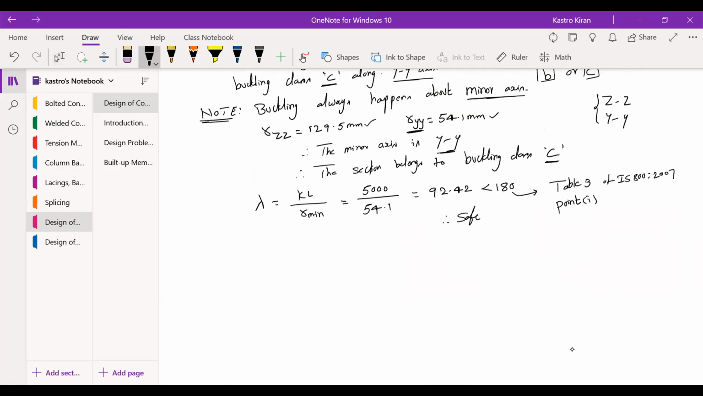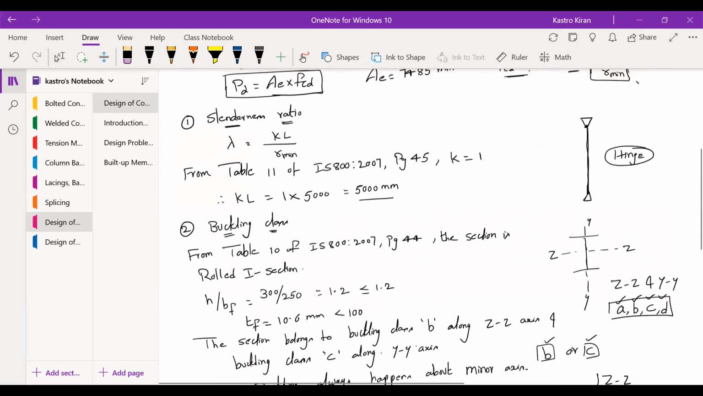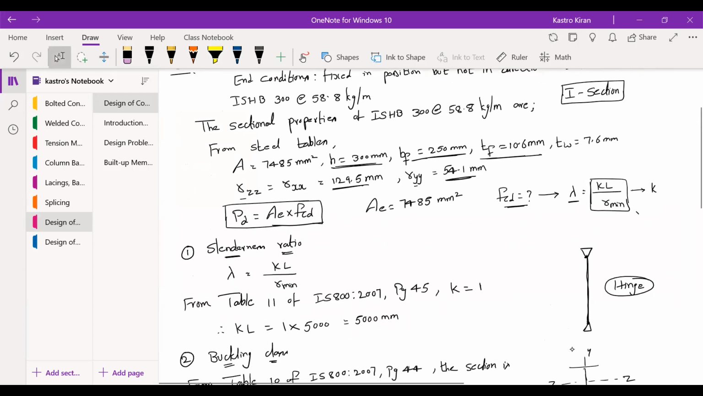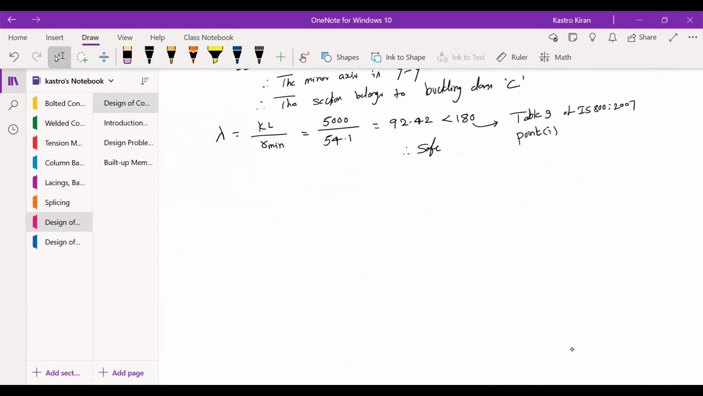So we know the section belongs to buckling class C, right? Just give me a minute, I'll erase all the parts and then we check back. Yeah, fine. So the section belongs to buckling class C.